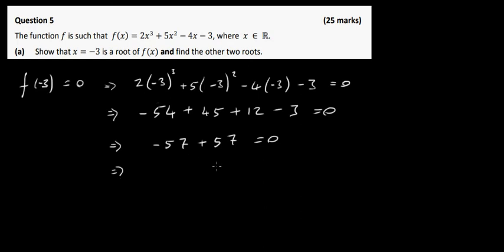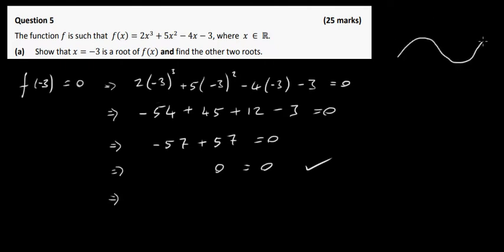So minus 57 plus 57 gives us 0. So that means 0 is equal to 0. That means when we substitute minus 3 in for x, we get 0. So that shows us that x equal to minus 3 is a root. This is where the graph cuts the x-axis.